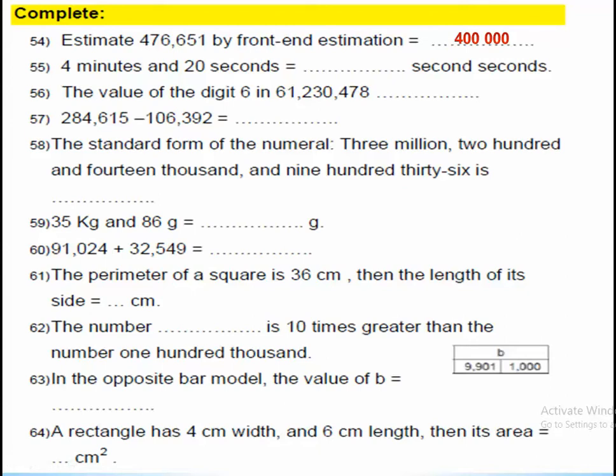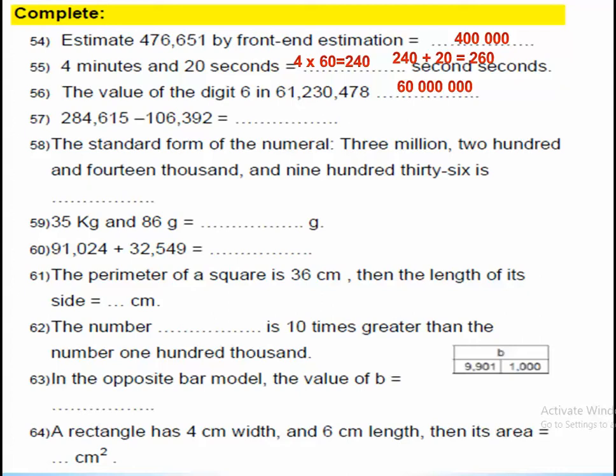4 minutes and 20 seconds. Let's convert from minutes to seconds, times 60. 4 times 60 equals 240 plus 20 equals 260. The value of digit 6 in this number, it will be 60 million.